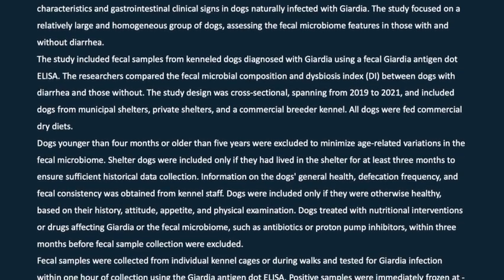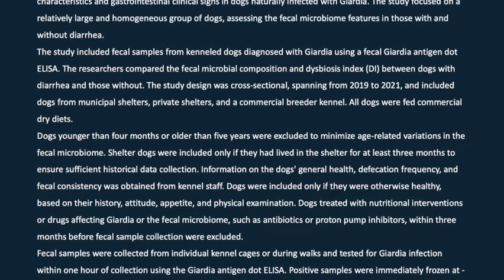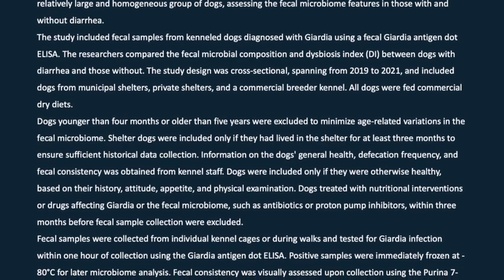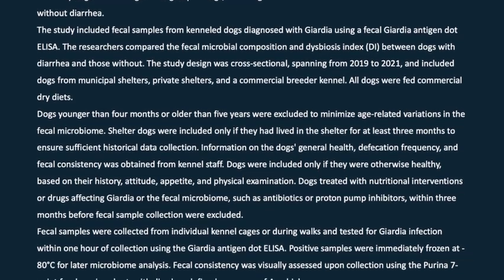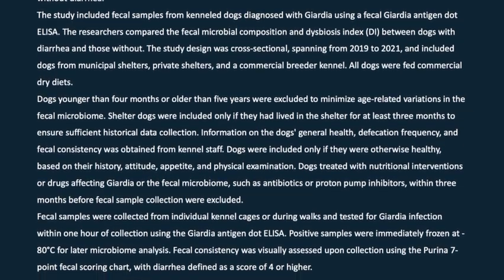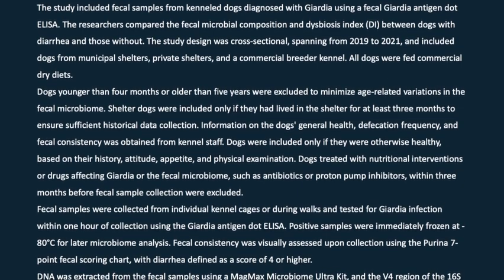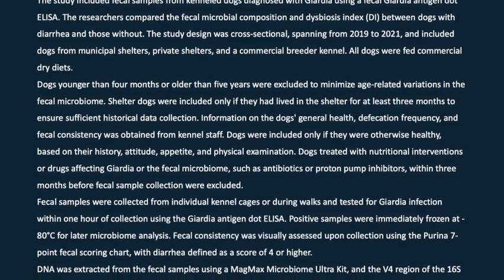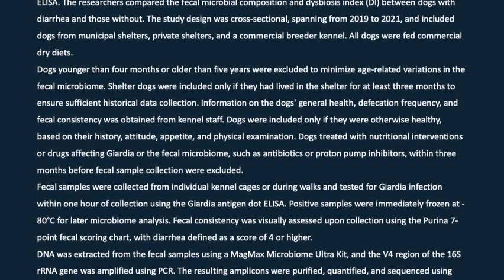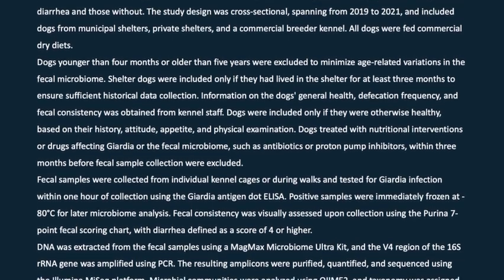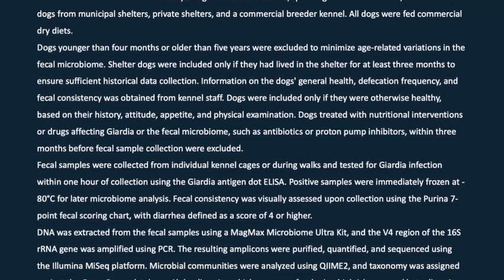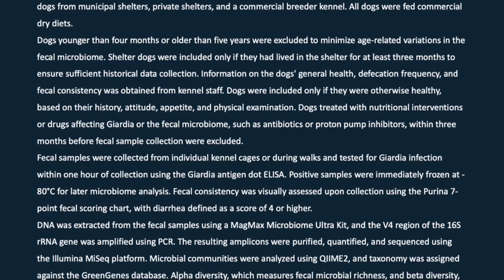Dogs younger than 4 months or older than 5 years were excluded to minimize age-related variations in the fecal microbiome. Shelter dogs were included only if they had lived in the shelter for at least 3 months to ensure sufficient historical data collection. Information on the dog's general health, defecation frequency, and fecal consistency was obtained from kennel staff. Dogs were included only if they were otherwise healthy, based on their history, attitude, appetite, and physical examination. Dogs treated with nutritional interventions or drugs affecting Giardia or the fecal microbiome, such as antibiotics or proton pump inhibitors, within 3 months before fecal sample collection were excluded.